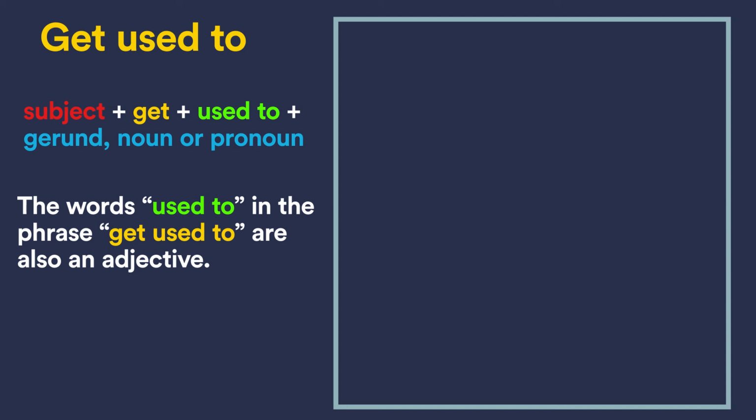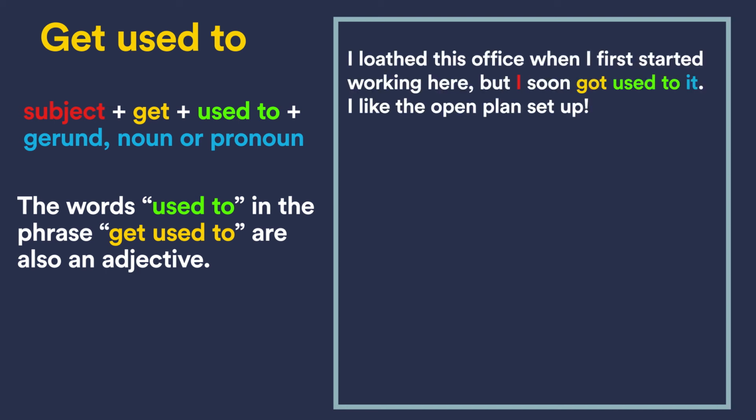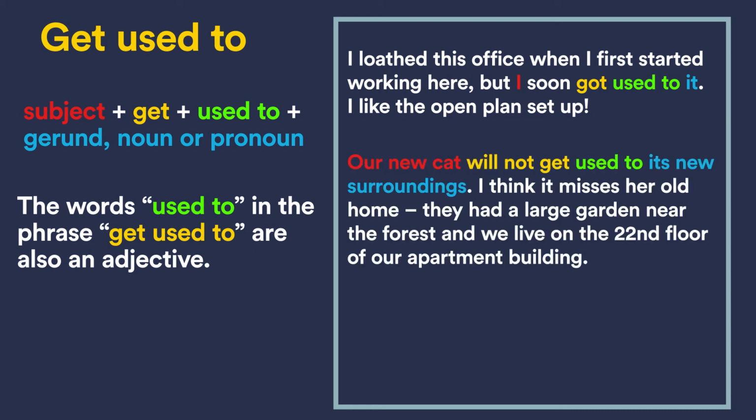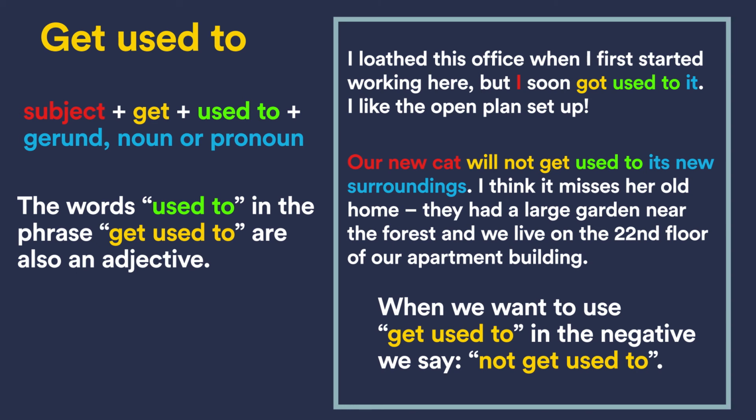Listen for the verb tense of get in the following examples and take note that nouns follow get used to. I loathed this office when I first started working here, but I soon got used to it. I like the open plan setup. Our new cat will not get used to its new surroundings. I think it misses her old home. They had a large garden near the forest, and we live on the 22nd floor of our apartment building. When we want to use the construction get used to in the negative way, we say not get used to.